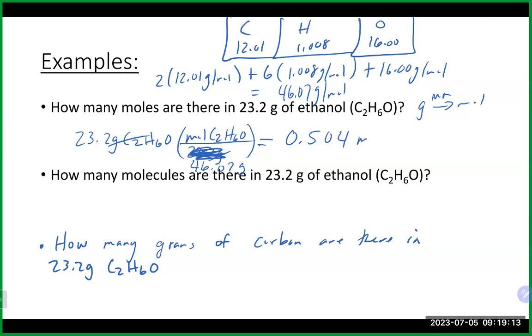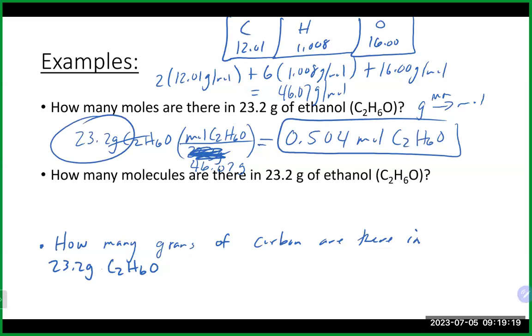So we got 0.504 moles of C2H6O. Again, doing the rounding based off of that number there, which is 3 significant figures. Any questions on that? Again, use the correct number would be good.